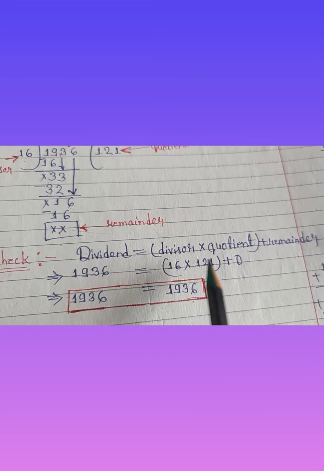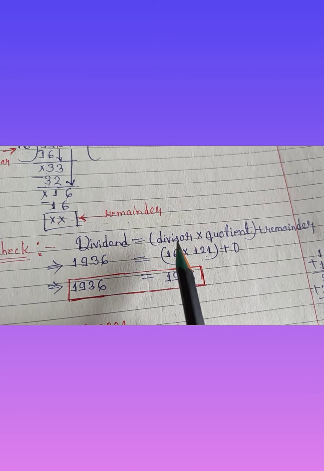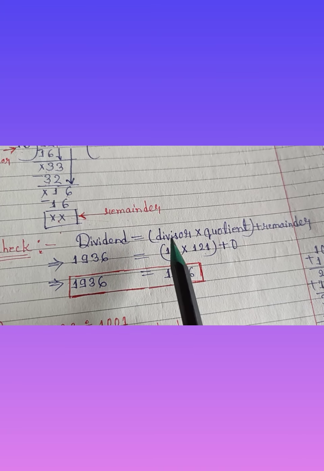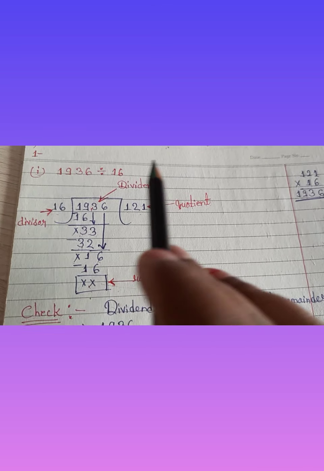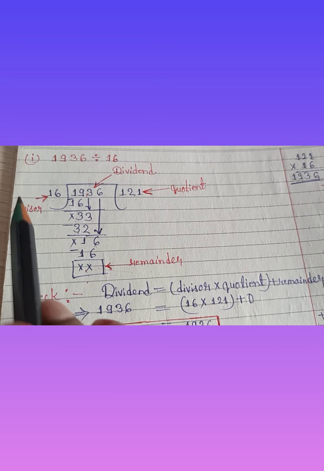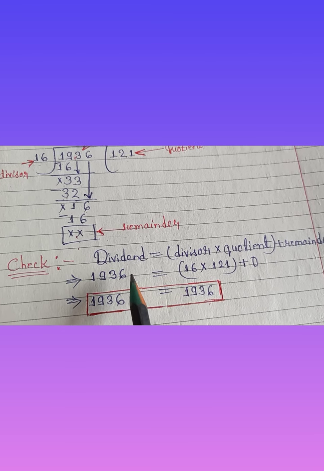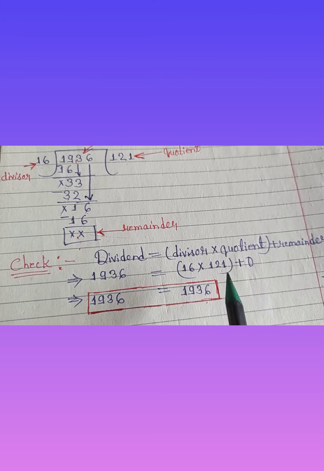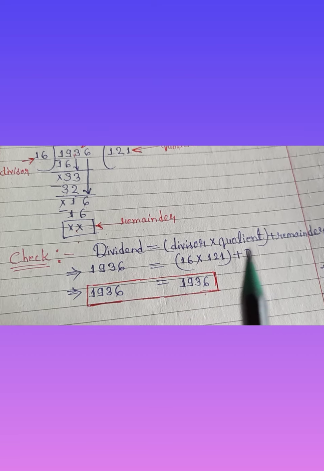So I already explained you can learn the formula also. Dividend is equal to divisor multiplied by quotient plus remainder. I already showed here which value is the divisor, which value is called the quotient, which value is called the remainder. So one side we will put all the values and on the other side the dividend value will come. It means our answer is correct.